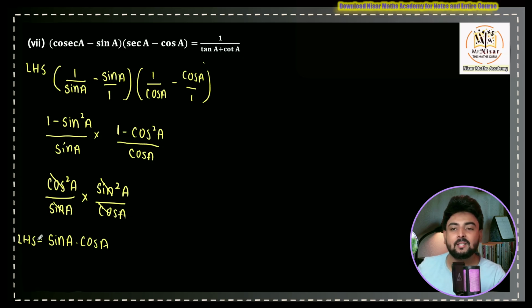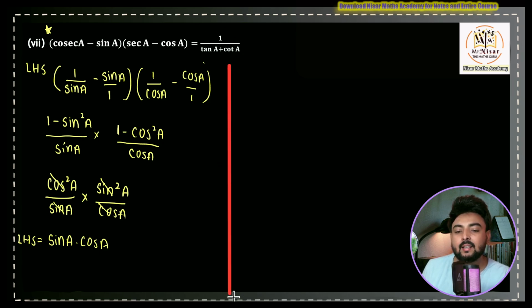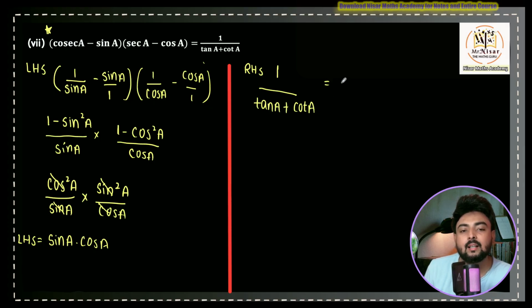So see, this is something very special question where you have to solve both the left hand side and right hand side. See, left hand side answer what we got is sin A into cos A. Now what you should do here, you should take RHS and solve that RHS and prove that RHS is also sin A into cos A. So let's take that RHS. 1 upon tan A plus cot A I have. So what I'll do here, I'll write that tan A as sin by cos. So it will be sin A by cos A plus cot can be written as cos A by sin A.